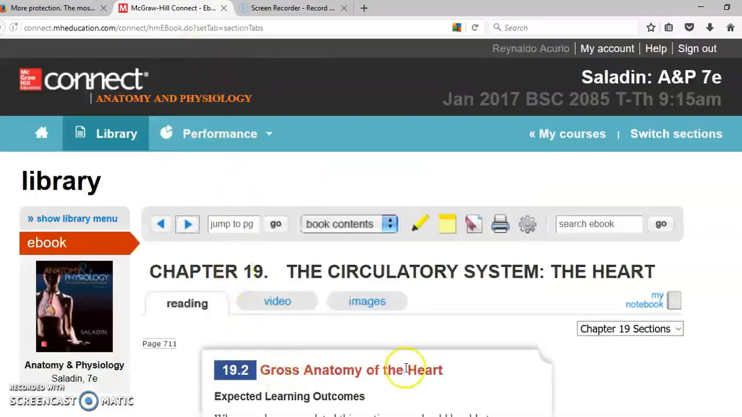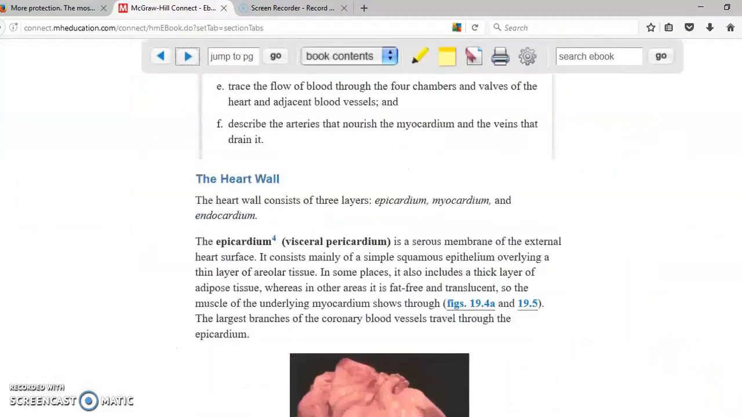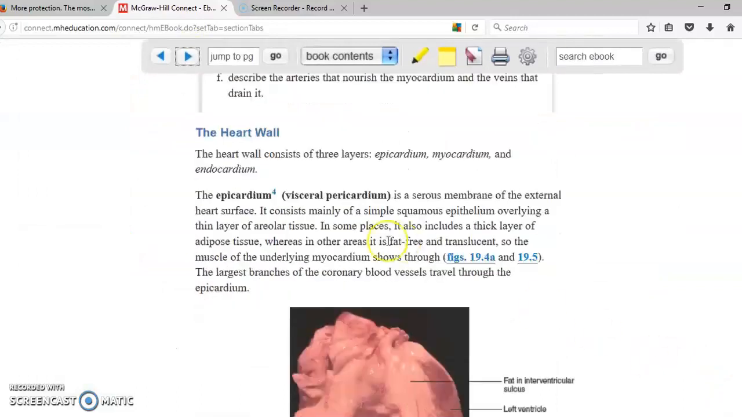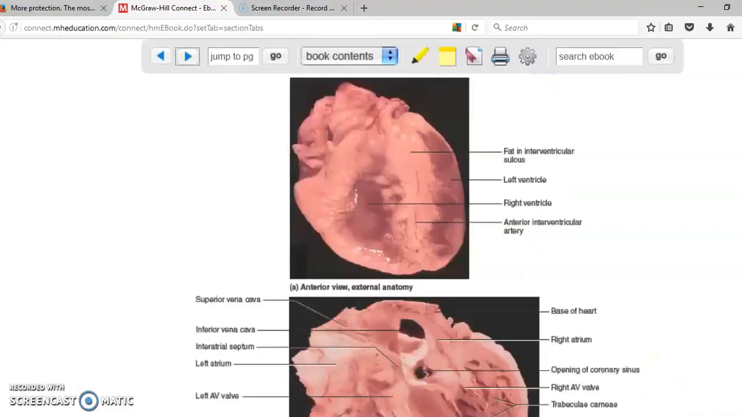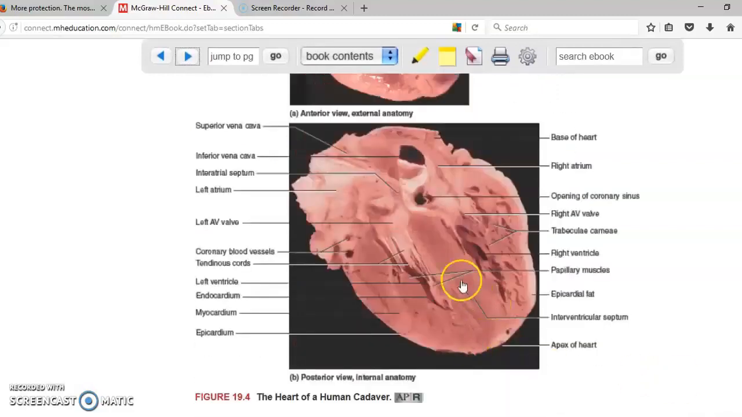In this case, you have the gross anatomy of the heart. The heart has three layers, which compose the heart wall. It has the epicardium, the myocardium, and the endocardium. Here's the heart, cut in half, and you can see clearly the three layers. The one on the inside is the endocardium. The one in the middle is the myocardium. And the one on the outside is the epicardium.